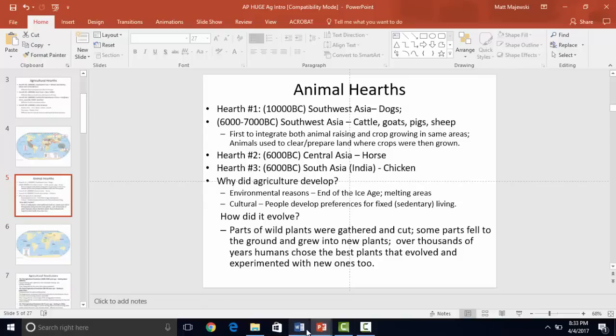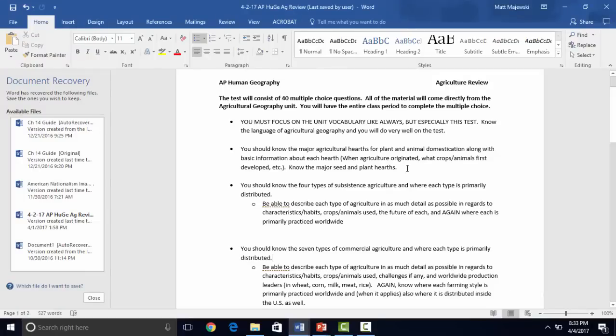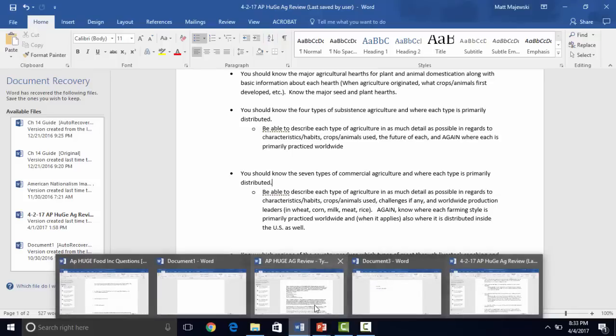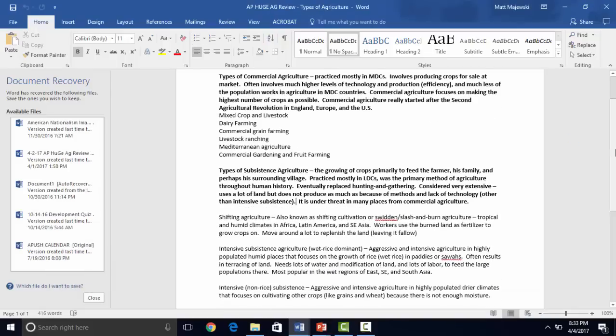That should at least get us through that potential question on the review sheet. You should know the four types of subsistence agriculture and where each type is primarily located or distributed. You have to do the same with the seven types of commercial agriculture and where each type is primarily distributed as well. Now, I'm not going to go through each individual type. Instead, I'm going to give you this. I'm going to add this sheet to Haiku. I'll also print it out for you. It answers those questions on the review sheet.